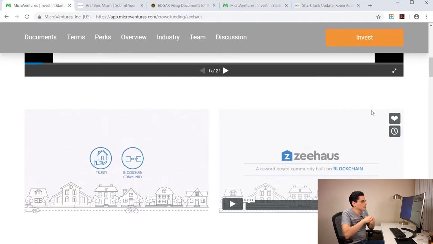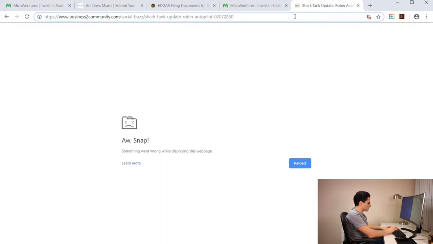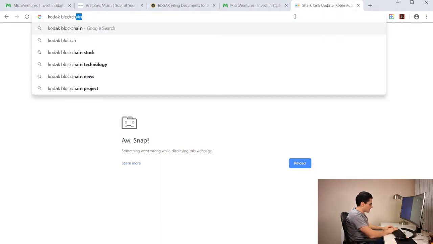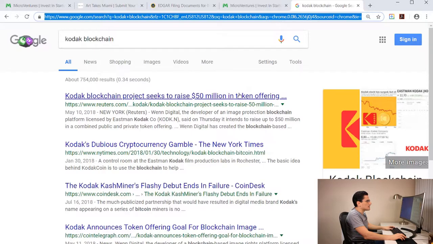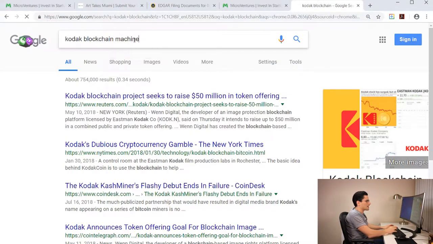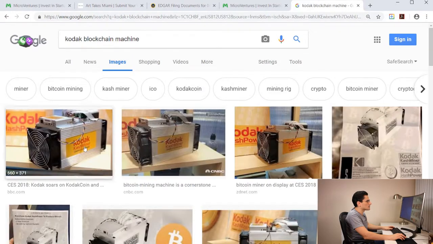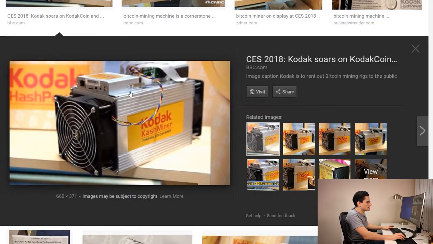It blows my mind. So this company is now shoving blockchain into real estate. And so far, for all of the fervor and hype on blockchain, I don't think anybody's been able to implement it in any sort of interesting way. Even Kodak was getting into this blockchain thing, putting out some kind of blockchain project that seeks to raise $50 million. They have a dubious cryptocurrency gamble. They even came up with a machine that mines cryptocurrency, this thing. I mean, cash miner, what's going on? People are losing their minds over this.